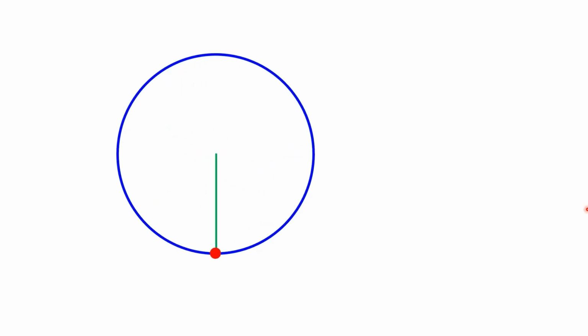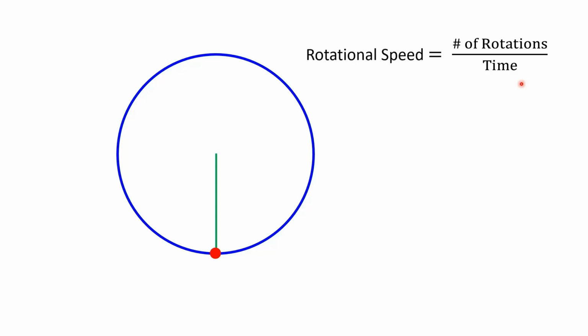I don't know if you happen to notice, but it made 2.5 rotations during that time. Another way to represent the motion is to simply define the number of rotations and divide that by the time it took to make those rotations. If you do that, it's known as the rotational speed.